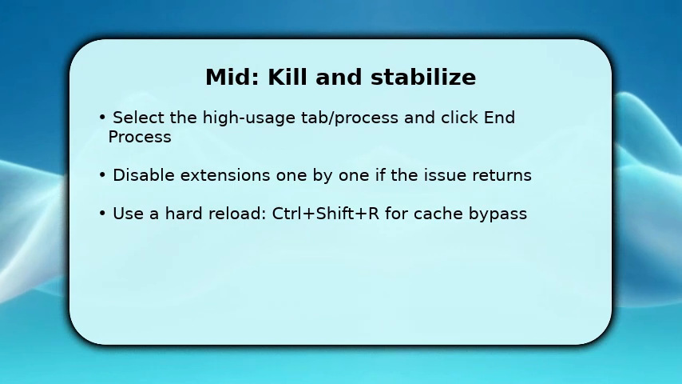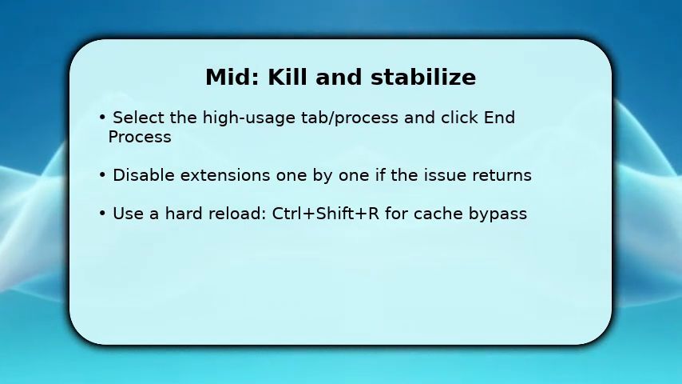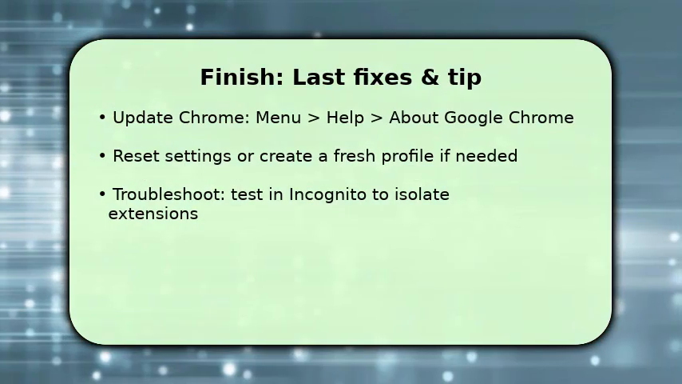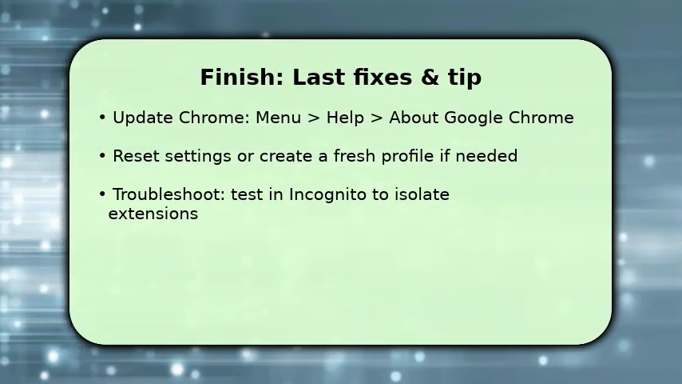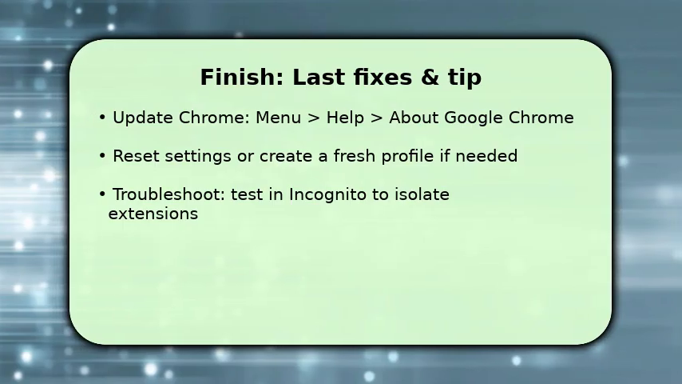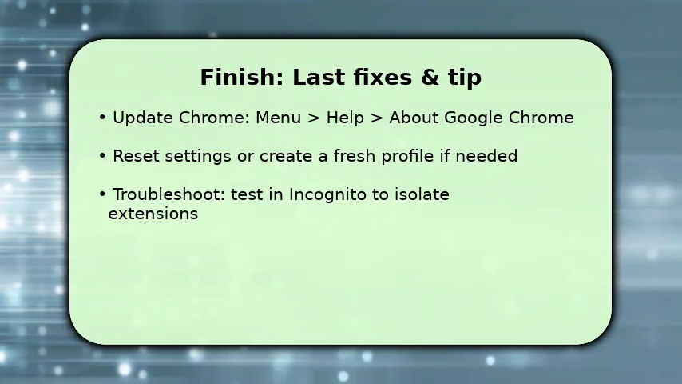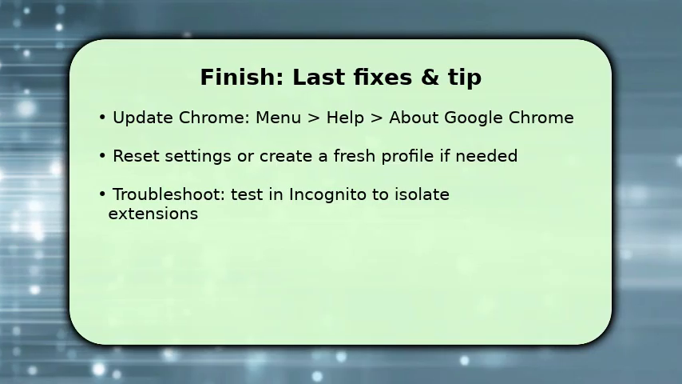To complete the repair, check for and install Chrome updates via Menu, Help, About Google Chrome. Updates fix known stability bugs. If problems persist, create a new user profile or reset settings to remove hidden configuration issues that cause hangs.